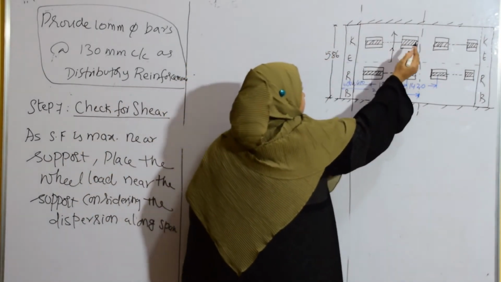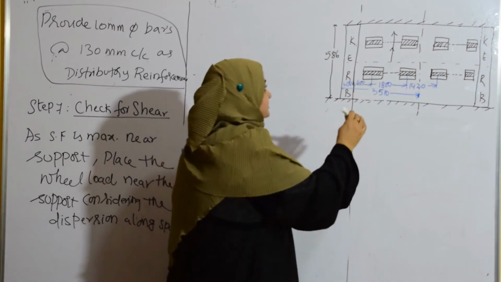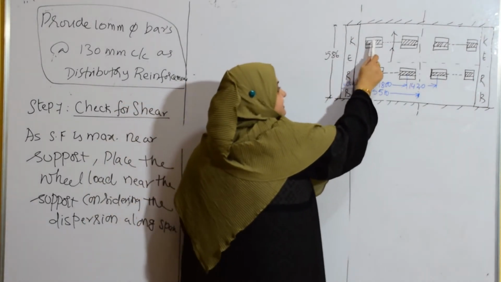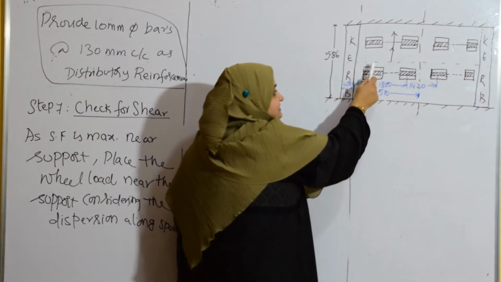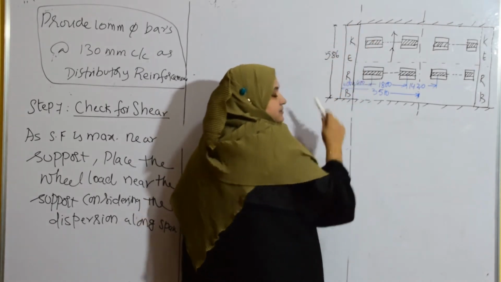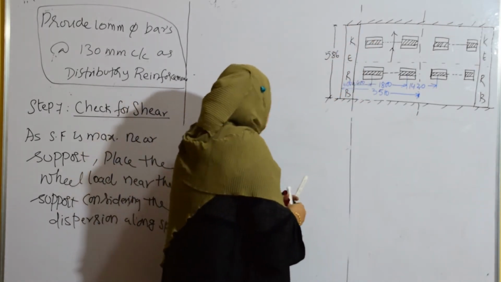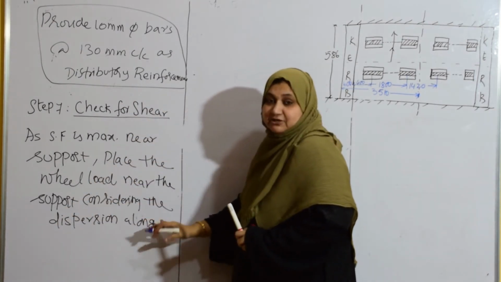So these two are the supports. You can refer to this figure. Okay, there are two supports. So this is one support, this is one support. Fine. So you have to place this wheel near to the support. Okay, it is not symmetric, it is just near the support. Okay, in such a way near the support, considering the dispersion along the span.